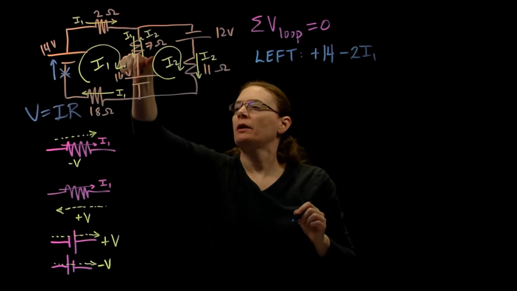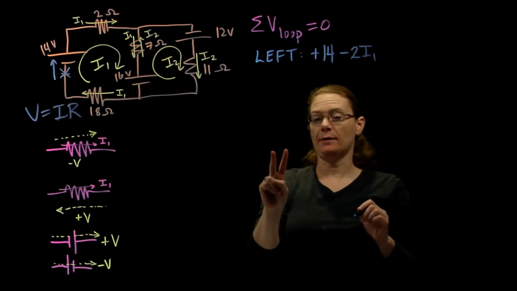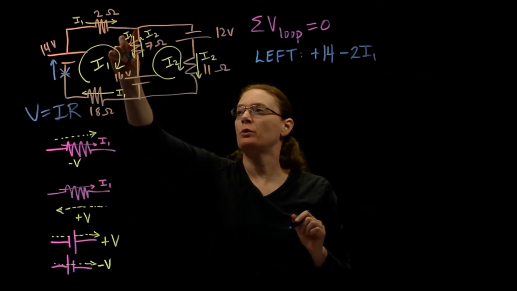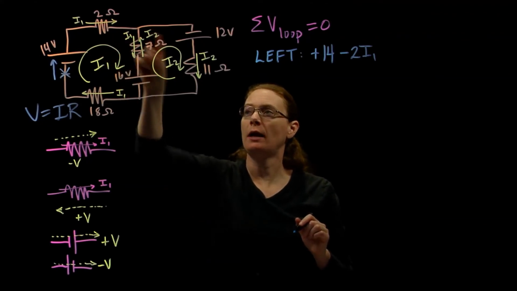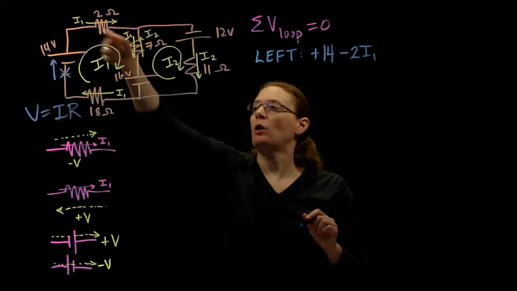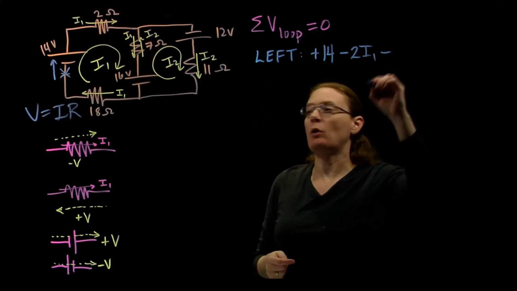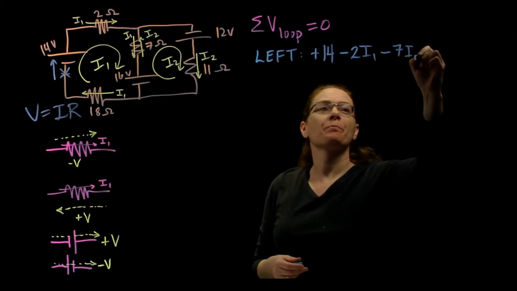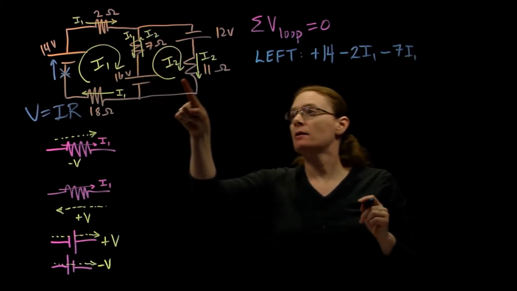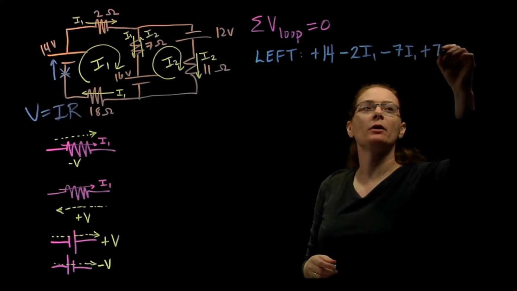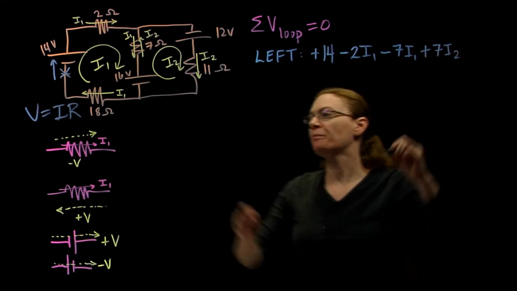Now I'm walking down here. I have 2 currents, meaning I have 2 different voltages. So there's a voltage difference due to I1 and a voltage difference due to I2. I'll take them in turn. So I1, I'm walking with it because I'm walking downward, so it's a negative. The resistance is 7, and it's I1. I'm walking against I2, so it's positive. It's 7 ohms, and it's I2.